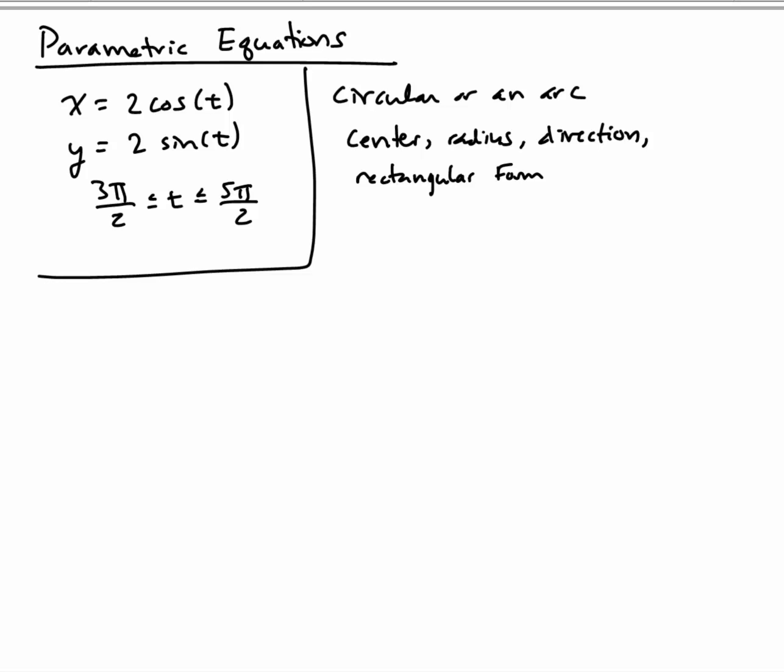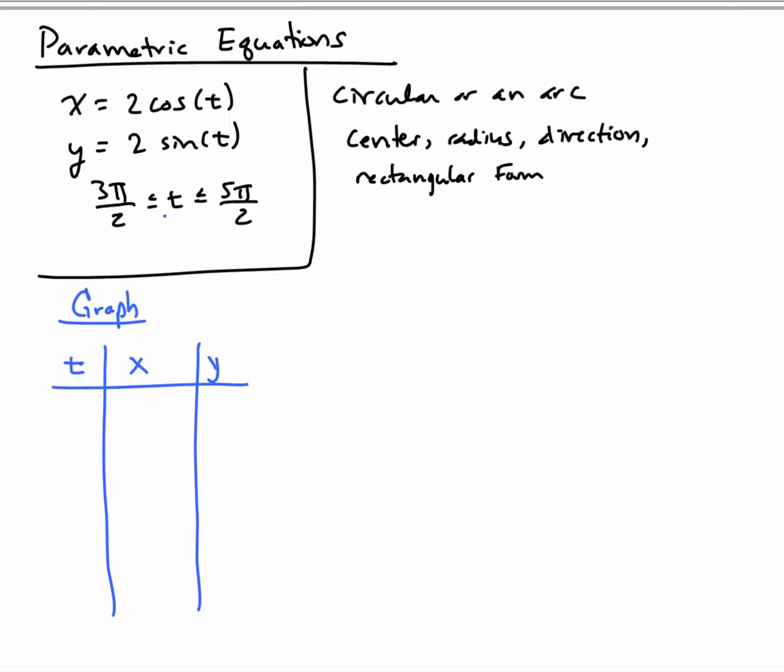And then after we plot some points, we'll look at a bit of a graph and try and get that orientation or the direction down. And then we'll talk about its radius and its center as well. Okay, so let's go ahead and graph this to begin with. Now as we graph through this, I'm going to choose values for t, and then I'll have values for x and values for y. Now I need to make sure I start at the smallest and increase on my t, so this is going to start at 3 pi over 2 and it's going to go to 5 pi over 2.